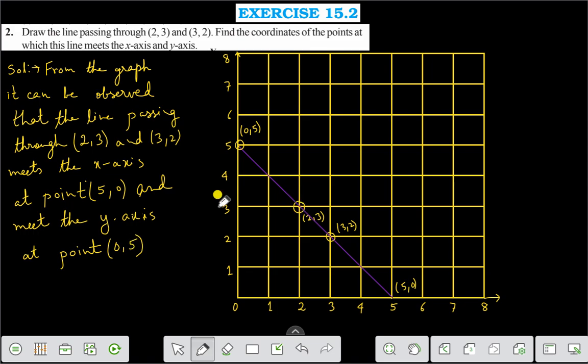Here is the graph, and from the graph it can be observed that the line passing through (2, 3) and (3, 2) meets the x-axis at point (5, 0) and meets the y-axis at point (0, 5).